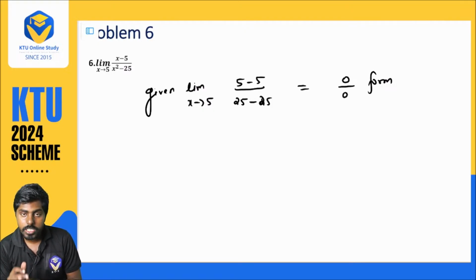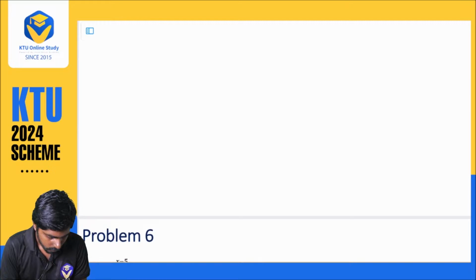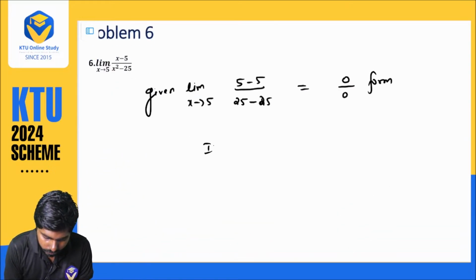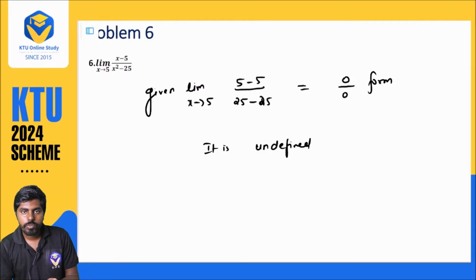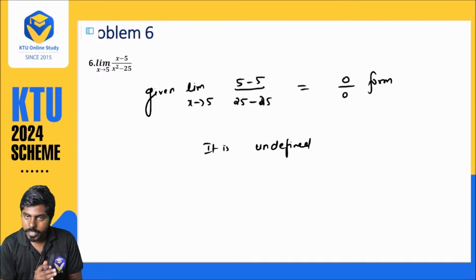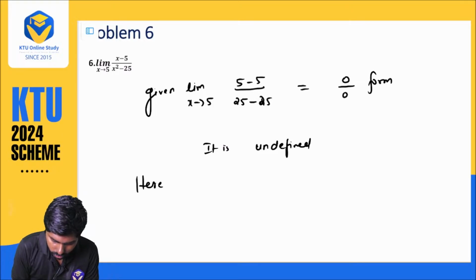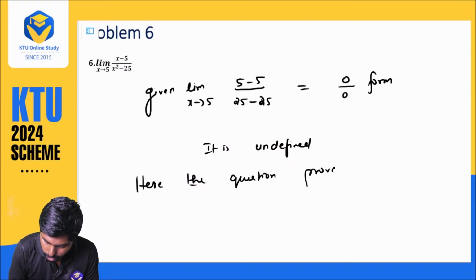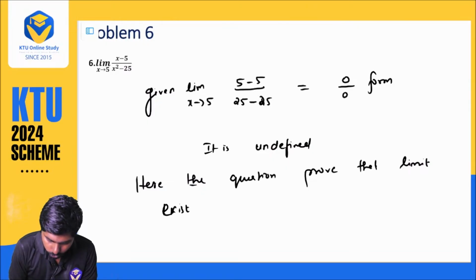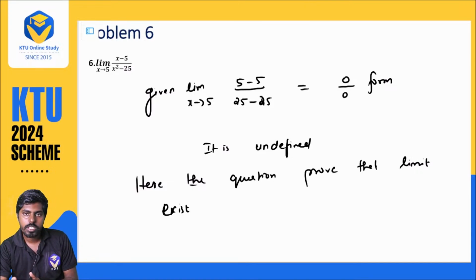0 by 0 form is undefined. We don't know what 0 divided by 0 is. It is not a real number, so it is undefined. How to make the limit exist here? Here the question is to prove whether the limit exists or not. How to prove it? So we have come to the conclusion of 0 by 0 form. It is undefined. So how to prove whether the limit exists or not?